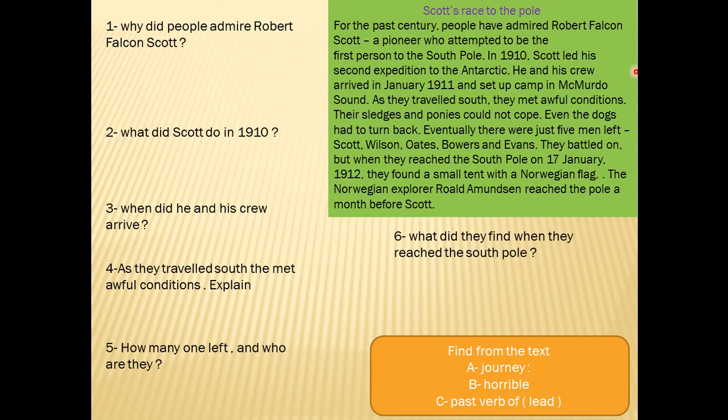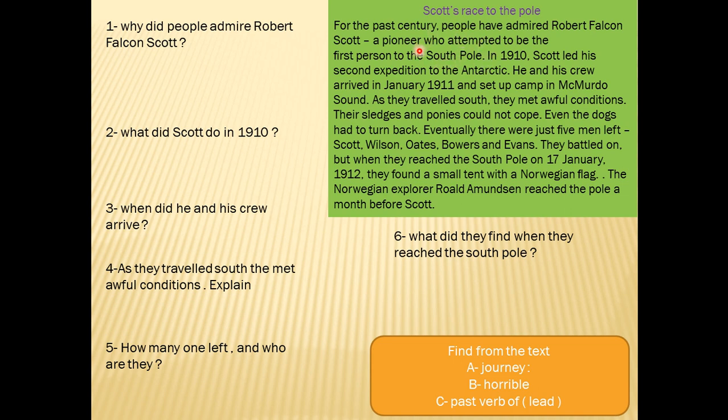Now here we are going to read this article. I divided the topic or the article into two paragraphs. So here we are going to start. Scott's race to the pole. For the past century, every 100 years, we call it century, people have admired, impressed by, liked Robert Falcon Scott, a pioneer, the first, who attempted to be the first person to the South Pole.